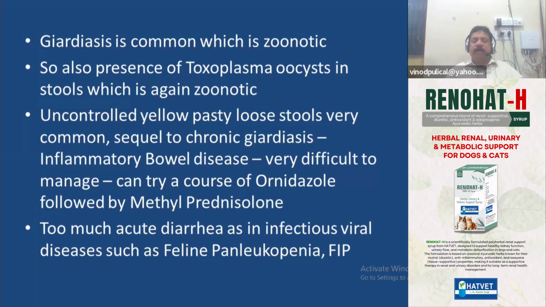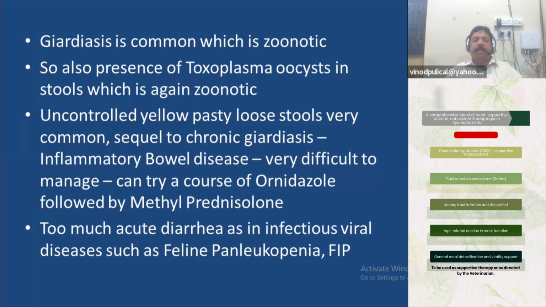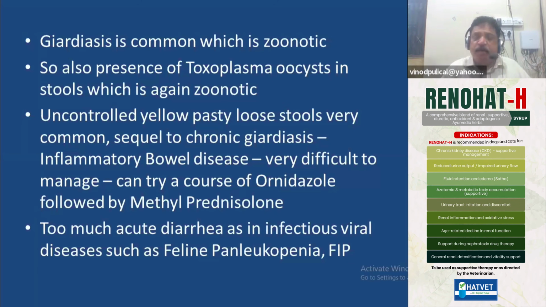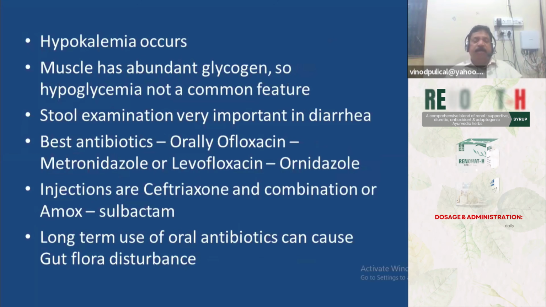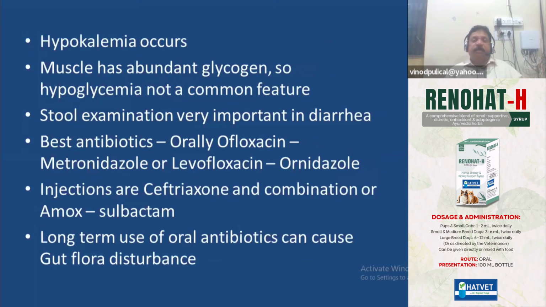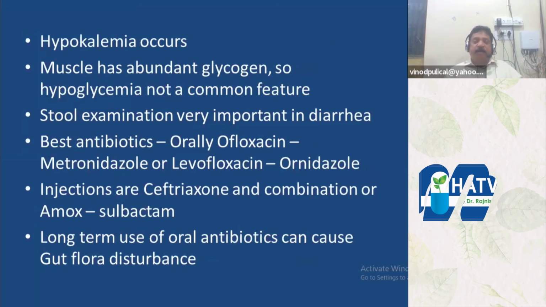Too much acute diarrhea occurs in infectious viral diseases such as Feline Panleukopenia, FIP, etc. Those are also common. Hypokalemia also occurs in severe diarrhea. The muscle has abundant glycogen, so hypoglycemia is not a common feature, but it can occur later. Stool examination is very important in diarrhea.